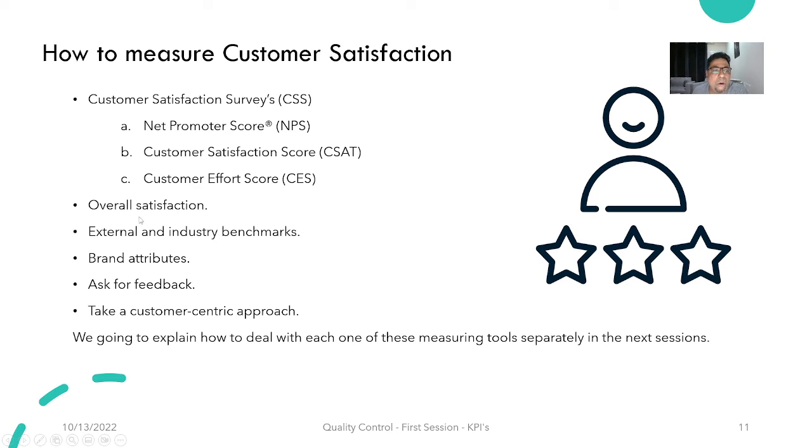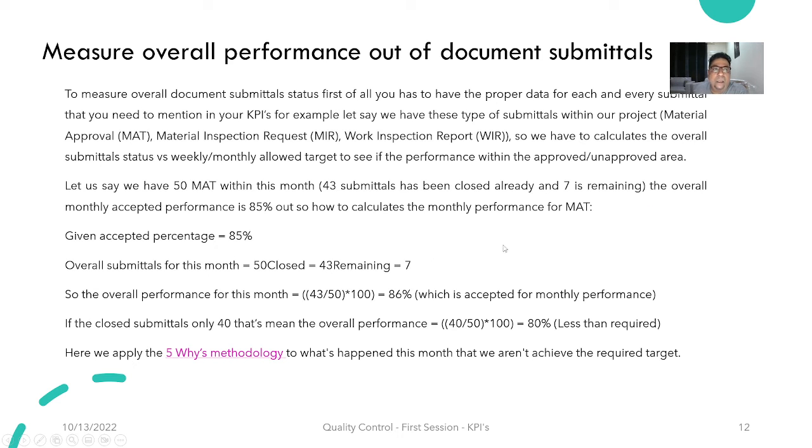Another one is the overall satisfaction of the client, which is also a method to check the satisfaction of the customer. Then there are external and industry benchmarking, brand attributes, asking for feedback from the client himself, and taking a customer-centric approach. We're going to explain all that. We're going to focus on the customer satisfaction survey, which is the most important one here, and how we're going to use it within our quality sessions.